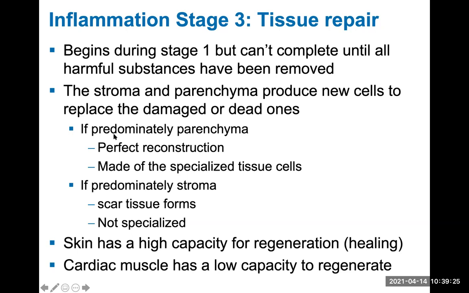Now, if this replacement or production of new cells comes from the parenchyma, then you have a great reconstruction that has all of the function and it'll look the same. And so that's when you don't really get a scar, right? It'll be a perfect resemblance because it'll be made of the same exact cells. If the damage is severe enough, and the stroma do the majority of the replacement, then that's when you get the formation of scar tissue.